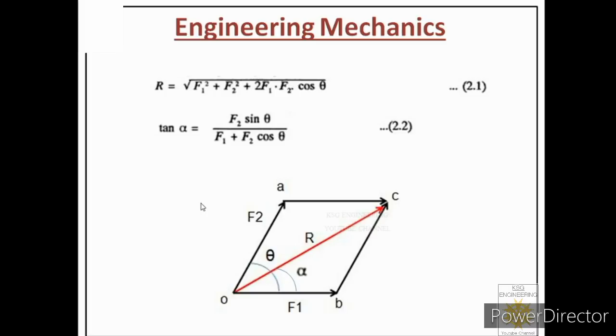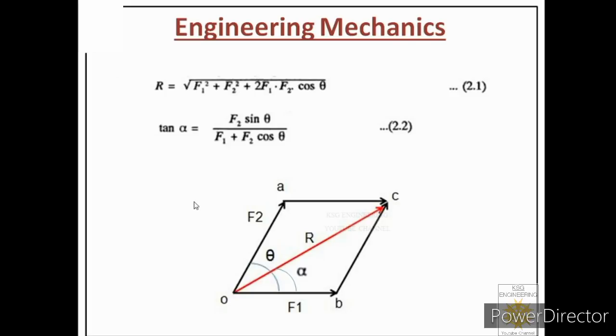From parallelogram law, we derive 2 formulas. First gives us the magnitude of the resultant of the force system. Second formula gives us the direction of the resultant of force system, where alpha is the angle which resultant makes with a particular force. Now there is one very important point to understand in this formula.